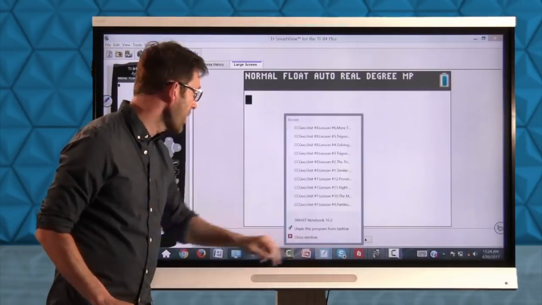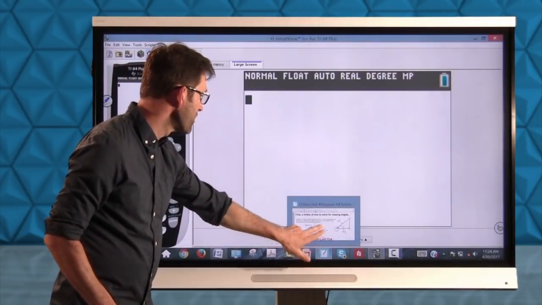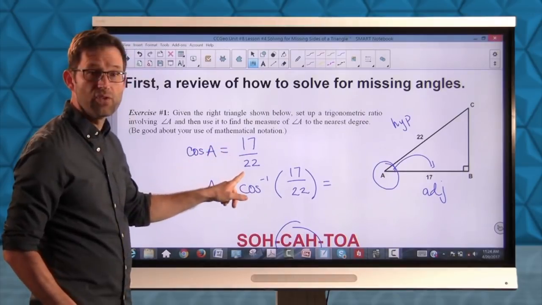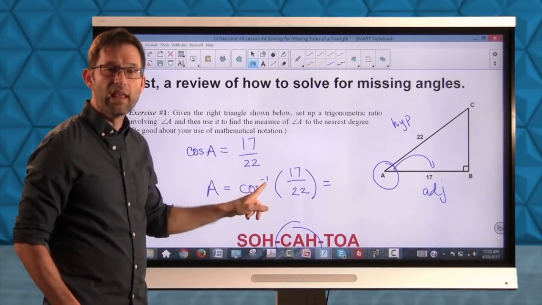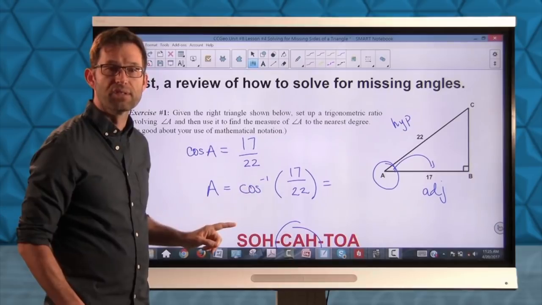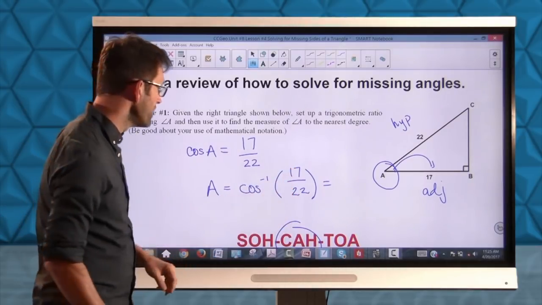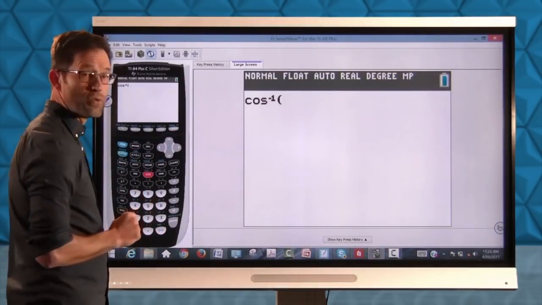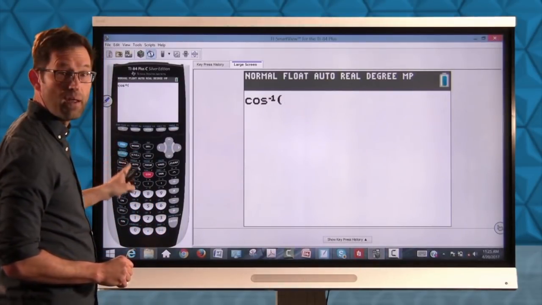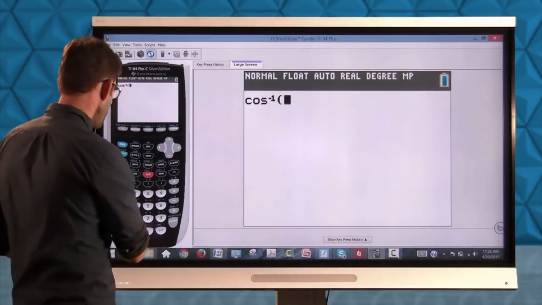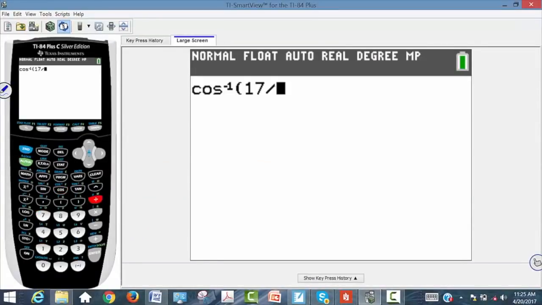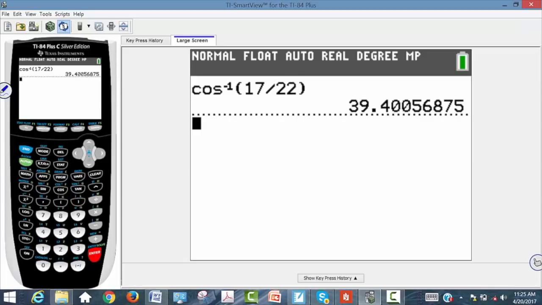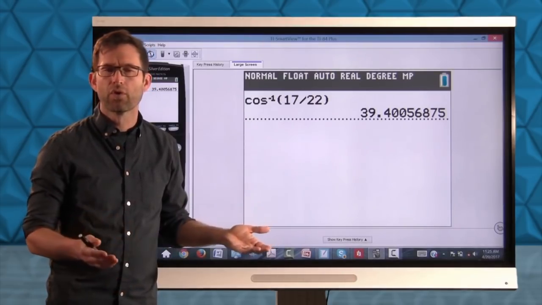Now remember, what I had was that the cosine of angle A was 17/22, so angle A will be the inverse cosine, that little -1 tells us it's an inverse, of 17/22. So, easy enough, I'm going to ask my calculator to do the inverse cosine. Remember, you get that by hitting the second button and the cosine button. Now I'll put in 17 divided by 22. I'll hit enter, and my angle is 39.4005, etc. All right, it's about a 40-degree angle.